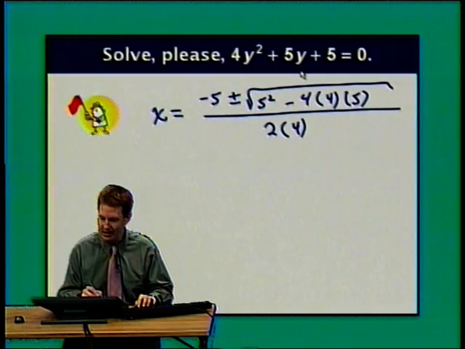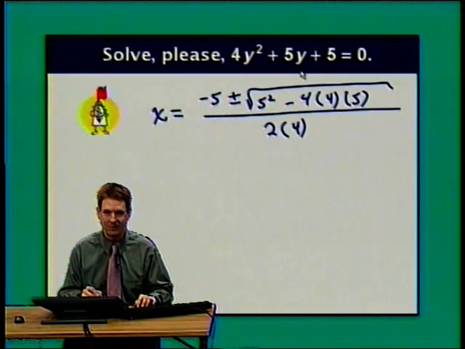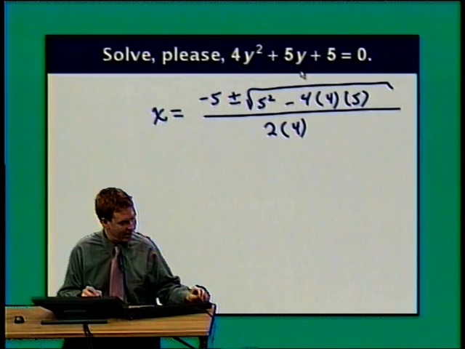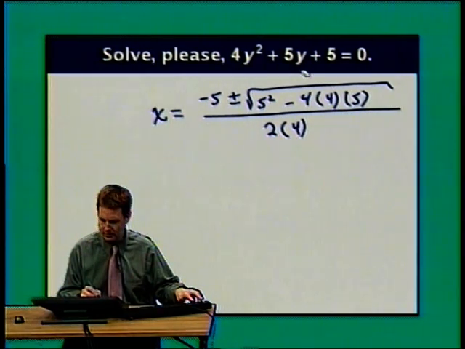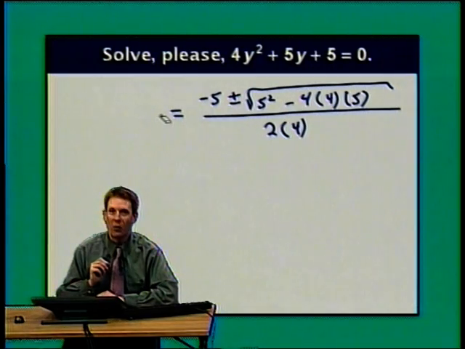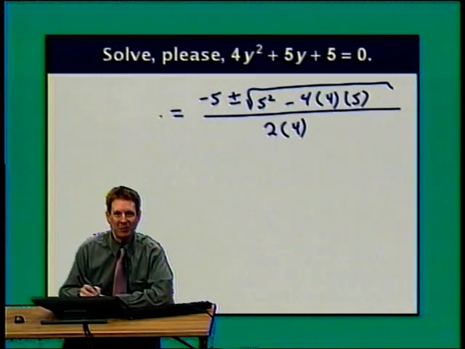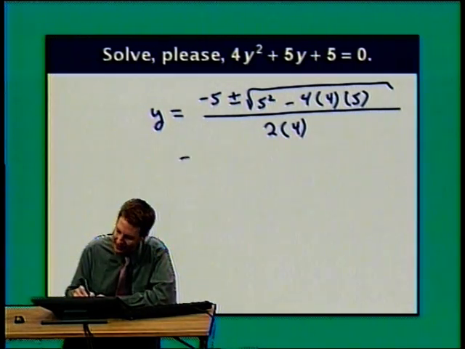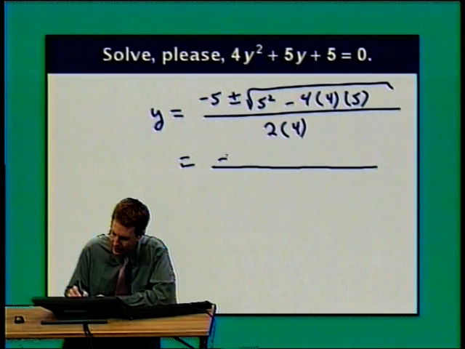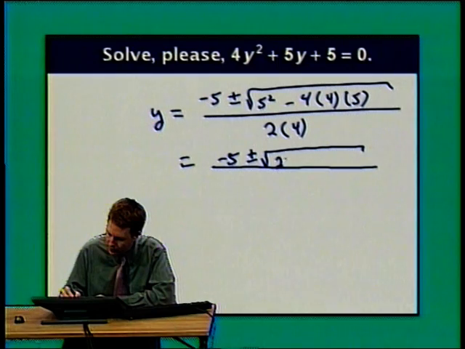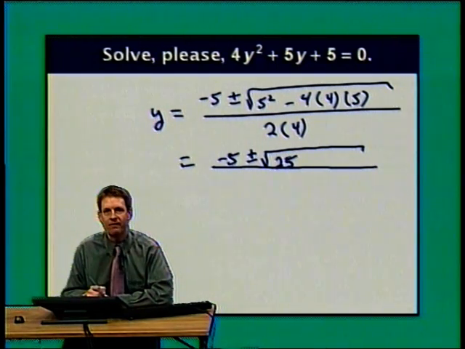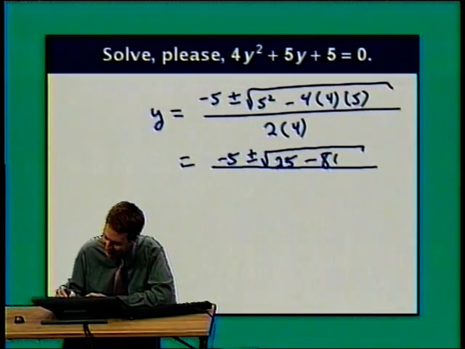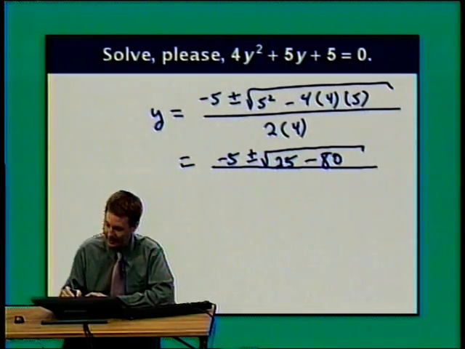I think what's going on is that he's trying to tell me I need to change my x to a y. So getting out my eraser, let's erase the x, and let's replace it with the proper variable, which is y. Now we can simplify. So this is negative 5 plus or minus the square root of 25. Let's see, 4 times 4 times 5 is 80. And this is all happening over a denominator of 8.